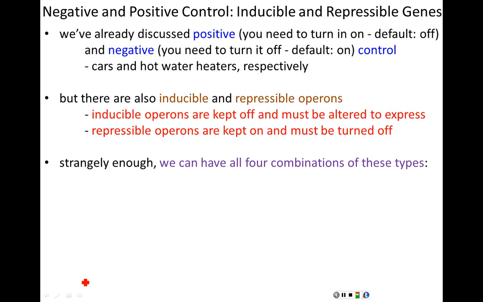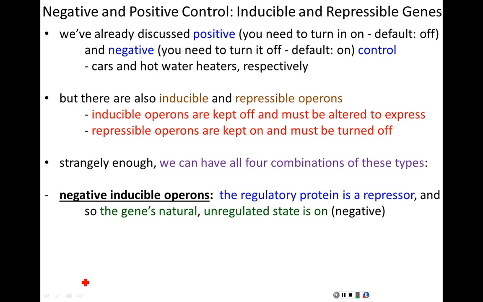As much as it may seem counterintuitive, we can have all 4 possible combinations of negative and positive control and inducible and repressible operons. In other words, we can have positive inducible, positive repressible, negative inducible, negative repressible. We'll talk about negative inducible first. Negative inducible operons, meaning an operon that is defaulted on and needs to be turned off actively, yet is usually kept off by the cell and is turned on by the cell when needed.